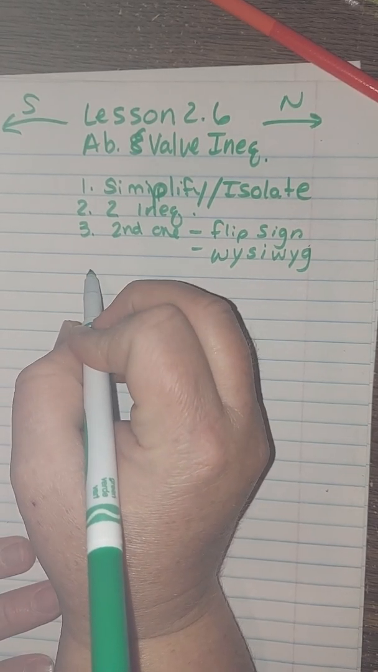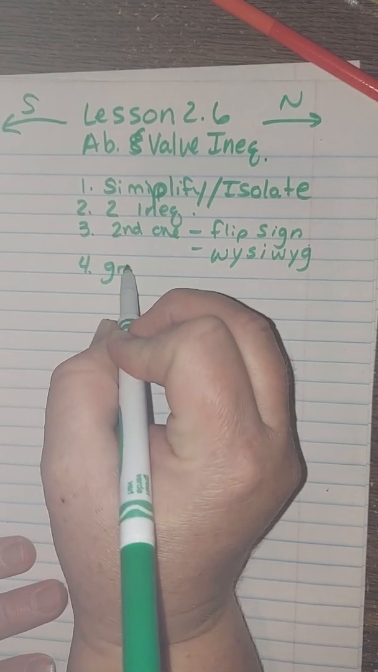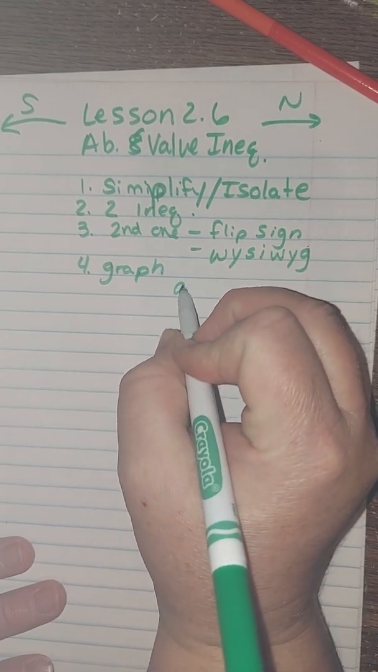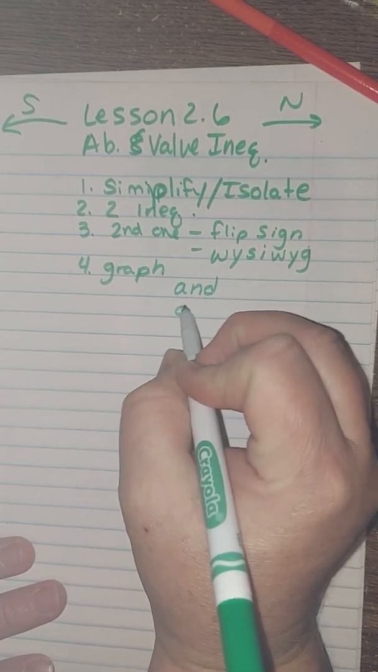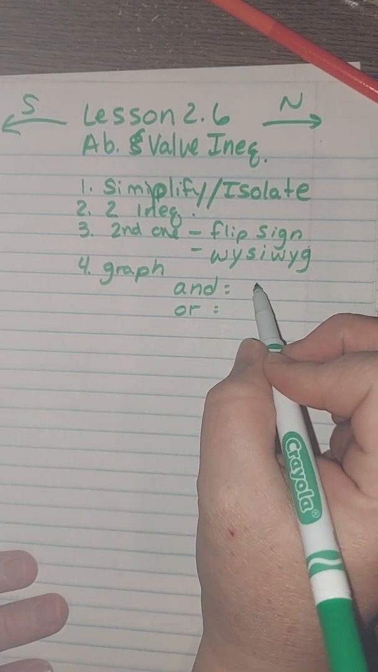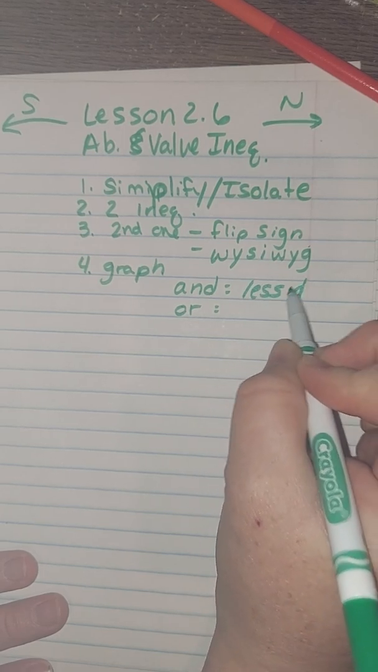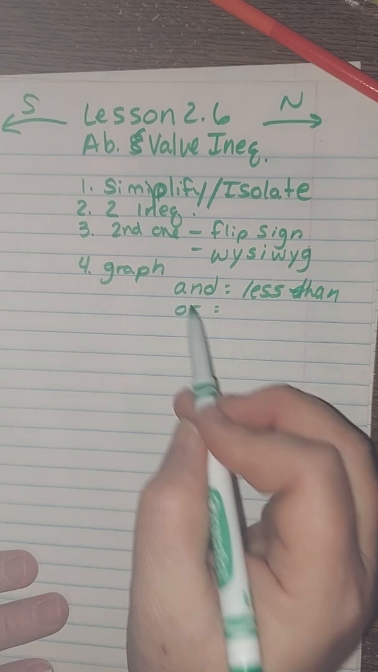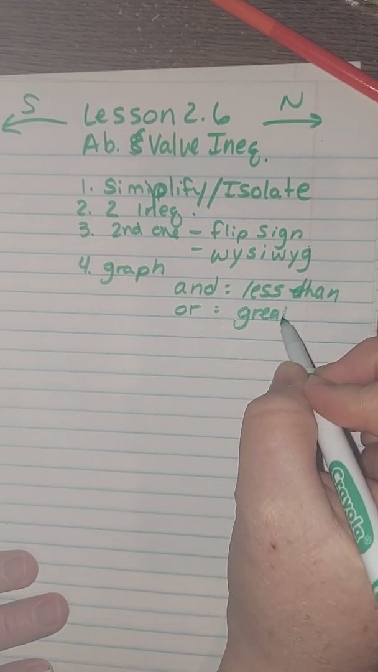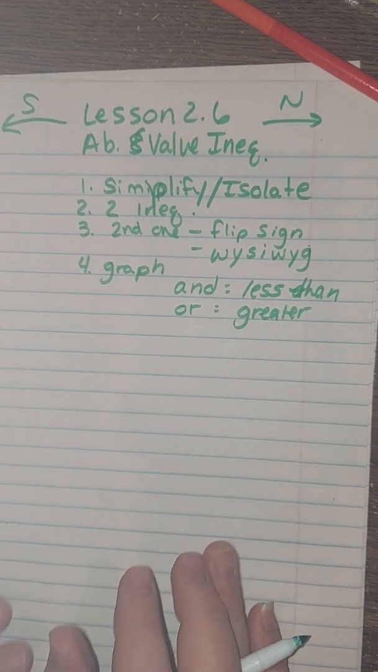And step 4, you're of course going to graph it and then ask yourself about the and or statement. So if it's a less than, it's going to be an and statement. If it's greater, it's an or statement.